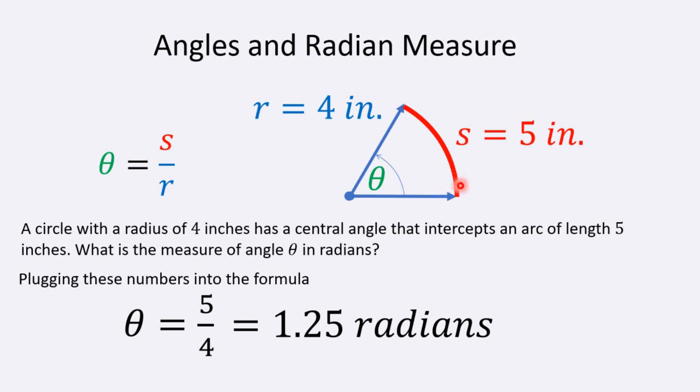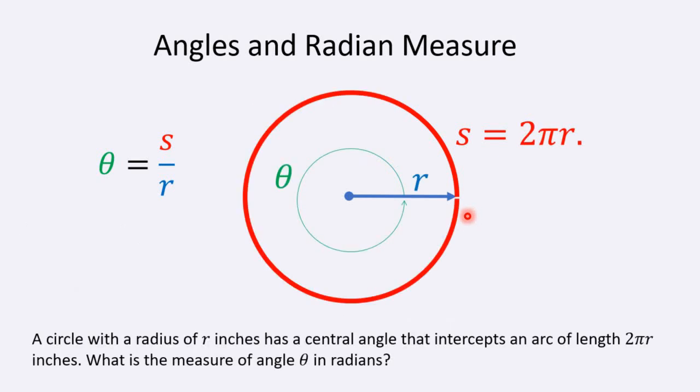What if, instead of just taking a part of the arc, we take the entire circle? What if the arc that we're going to look at is the entire circumference of the circle? So this is the circumference of the circle right here. The circumference of a circle is 2 times pi times the radius of the circle. If this is the arc, then I know that the angle here is 360 degrees. I want to know how many radians that is. How many radians is equal to 360 degrees?